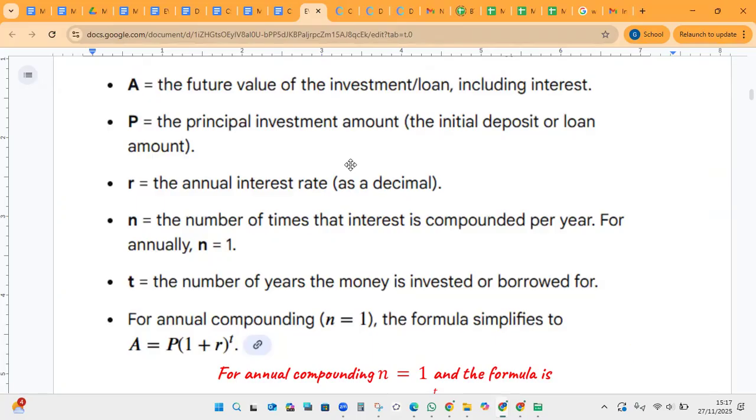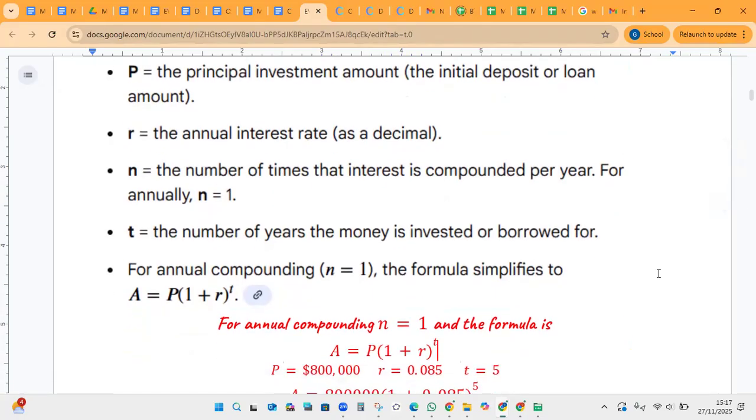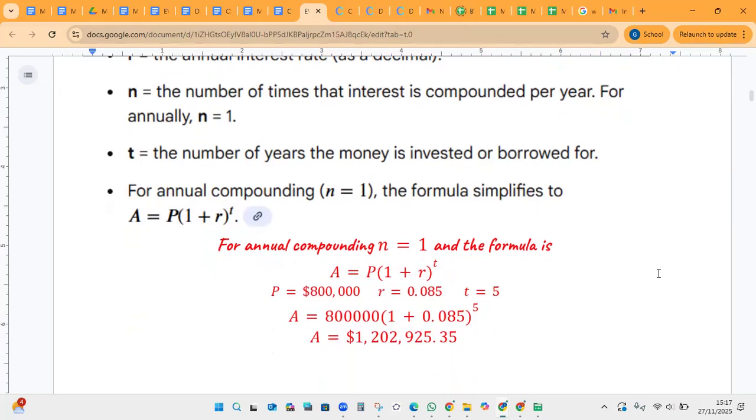For annual compounding, N is equal to 1. So the formula simplifies to A is equal to P(1 + R)^T. So in our example, P, the initial amount, is $800,000. R, the interest rate, is 0.085 as a decimal. And T, the number of years the money is invested or borrowed for, is equal to 5.